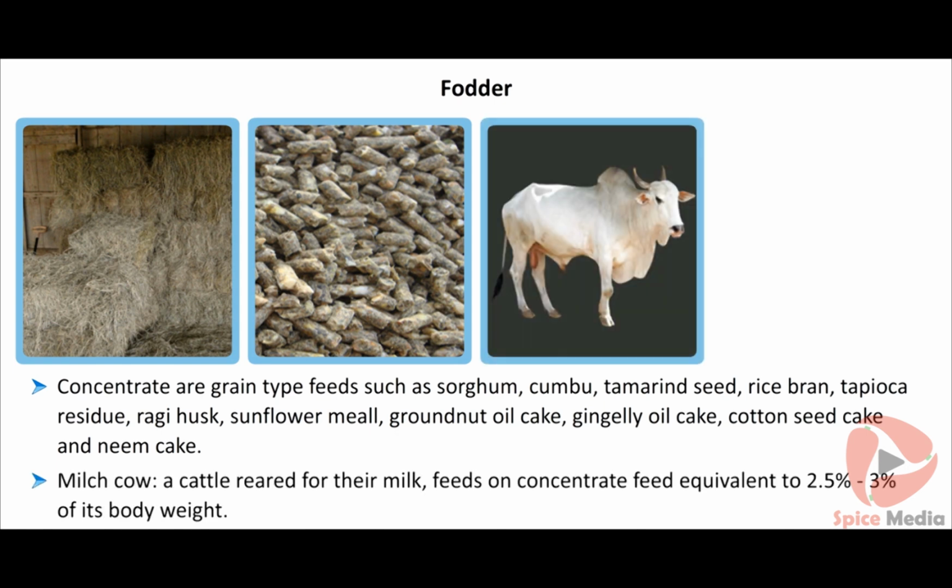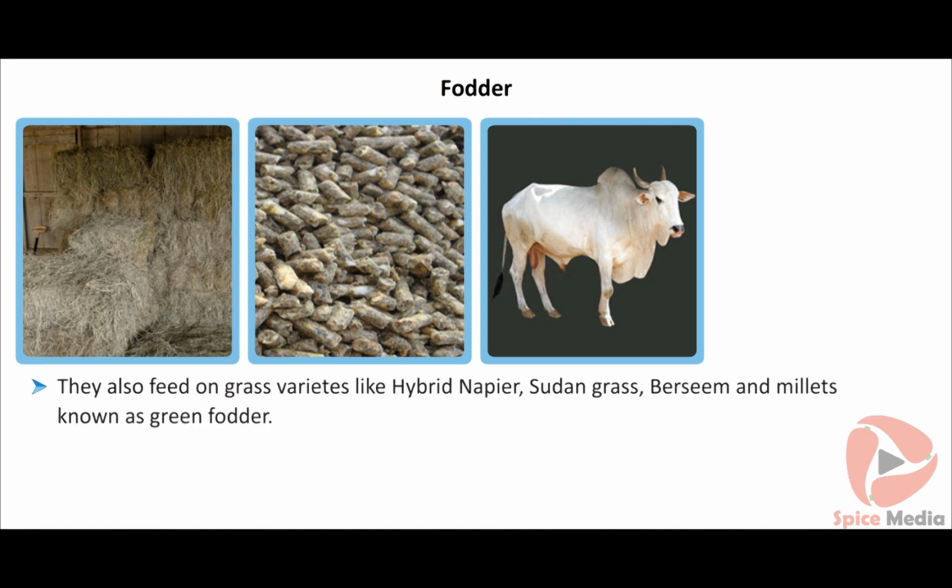A milch cow, a cattle reared for its milk, feeds on concentrates equivalent to 2.5 to 3% of its body weight. They also feed on grass varieties like hybrid napier, Sudan grass, berseem and millets, known as green fodder.